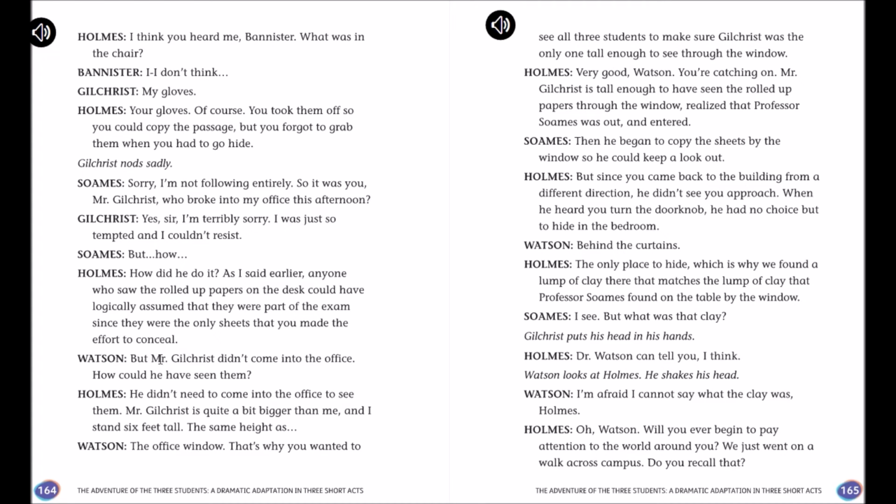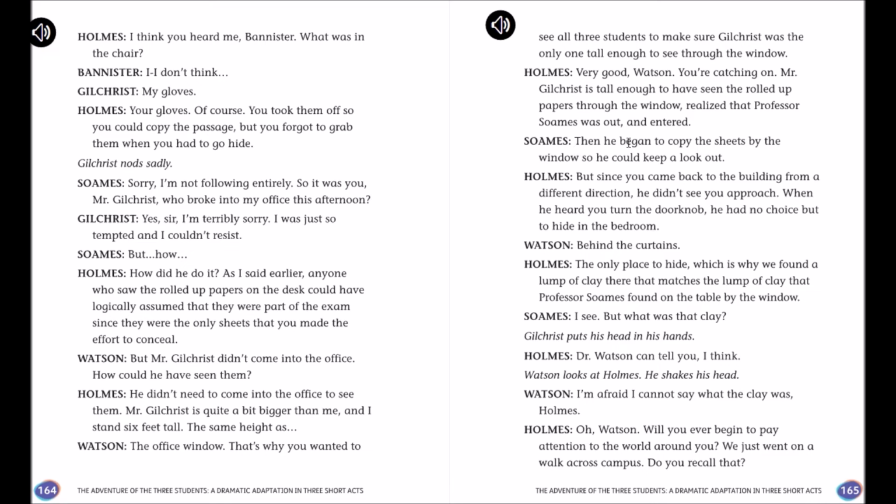Watson: But Mr. Gilchrist didn't come into the office. How could he have seen them? Holmes: He didn't need to come into the office to see them. Mr. Gilchrist is quite a bit bigger than me, and I stand 6 feet tall. The same height as... Watson: The office window. That's why you wanted to see all three students, to make sure Gilchrist was the only one tall enough to see through the window. Holmes: Very good, Watson. You're catching on. Mr. Gilchrist is tall enough to have seen the rolled-up papers through the window, realized that Professor Soames was out, and entered.